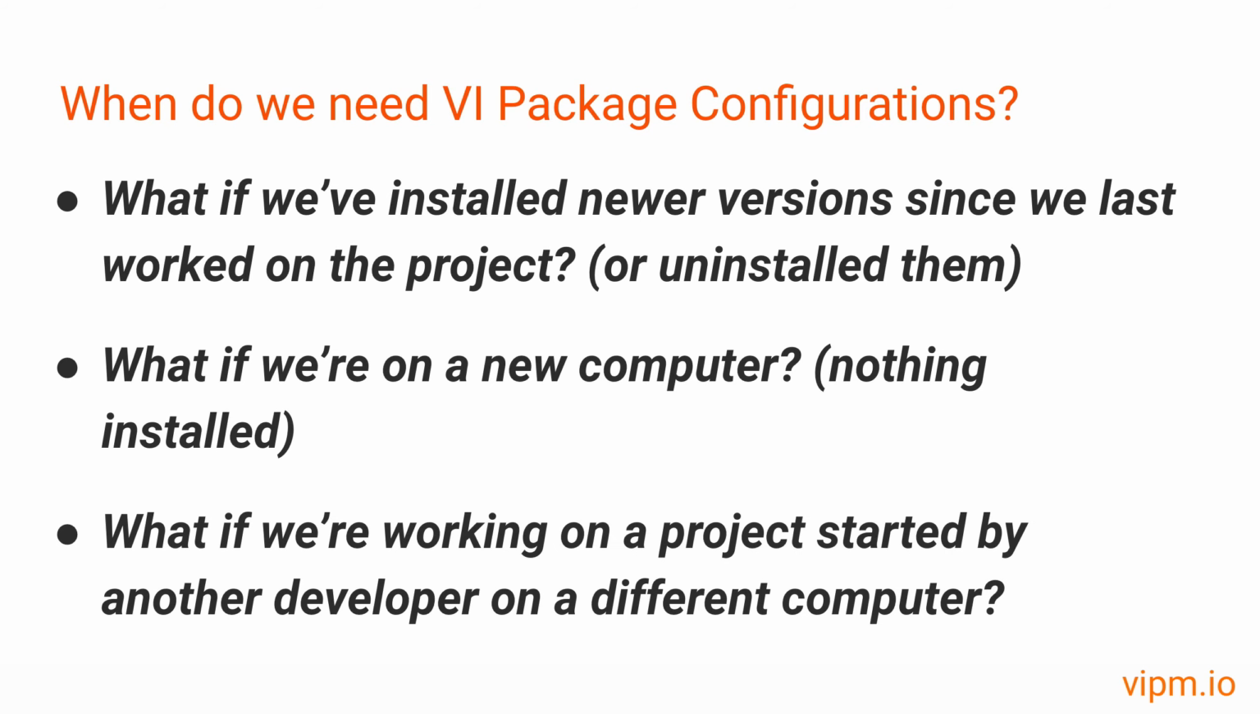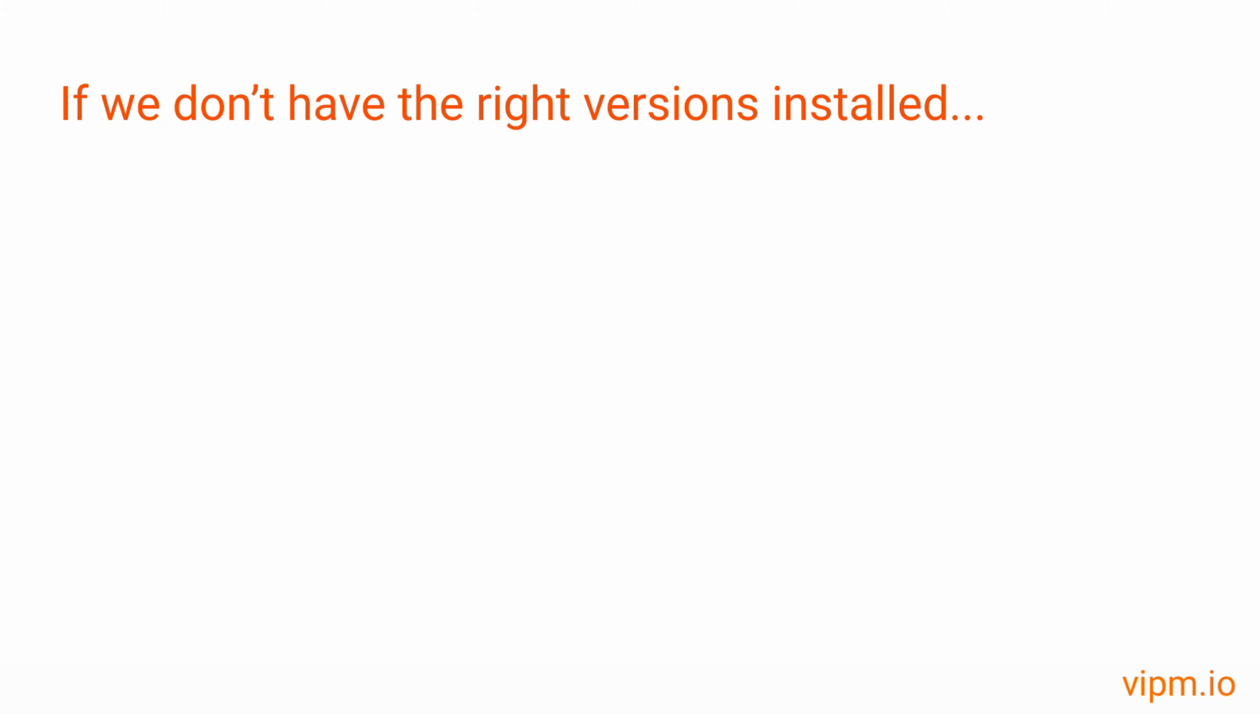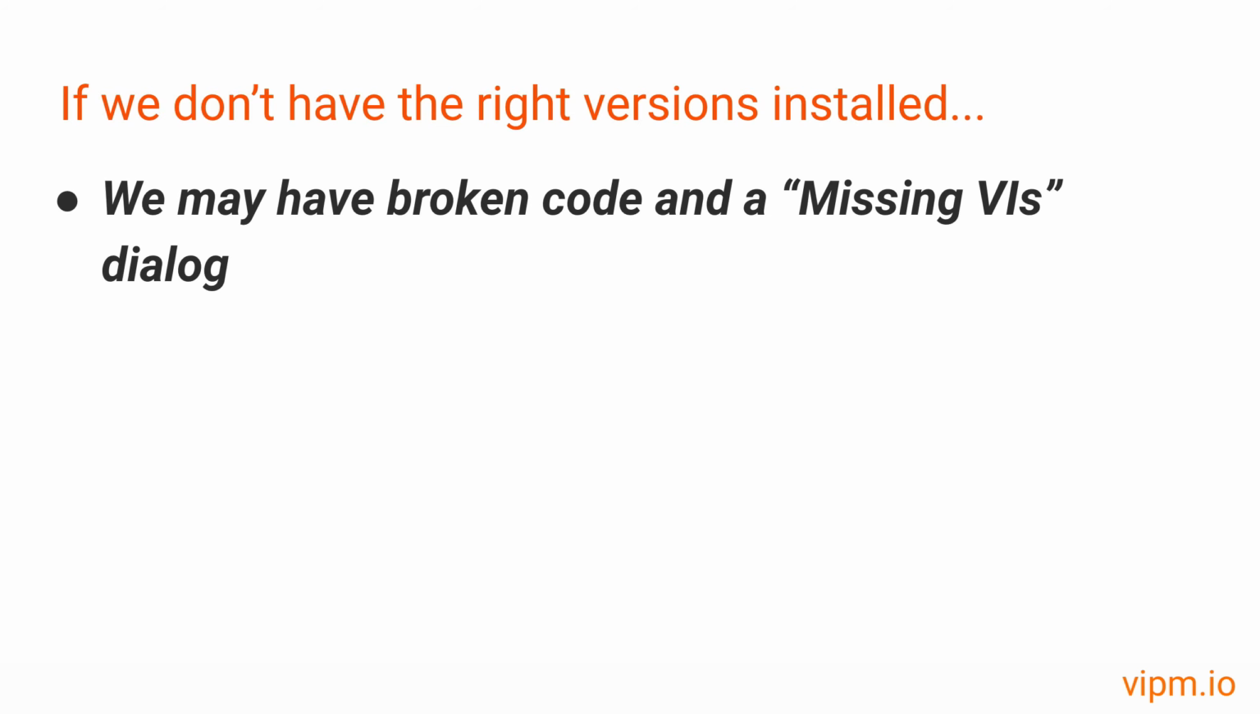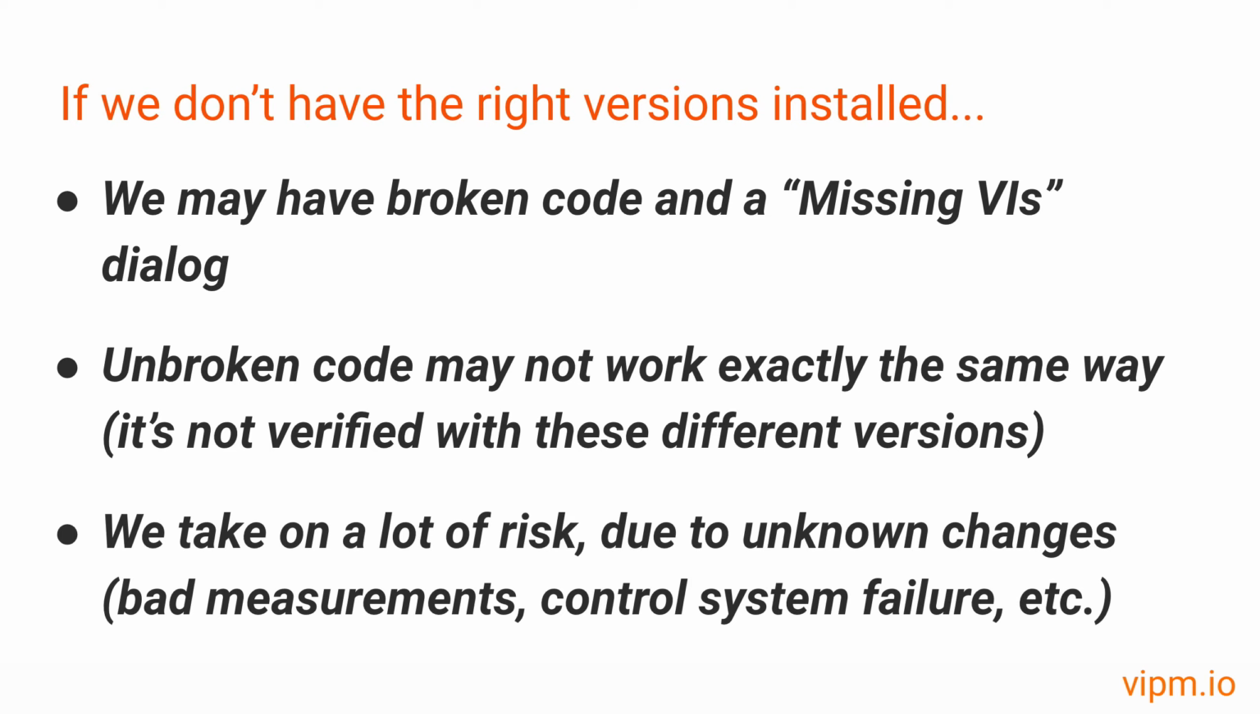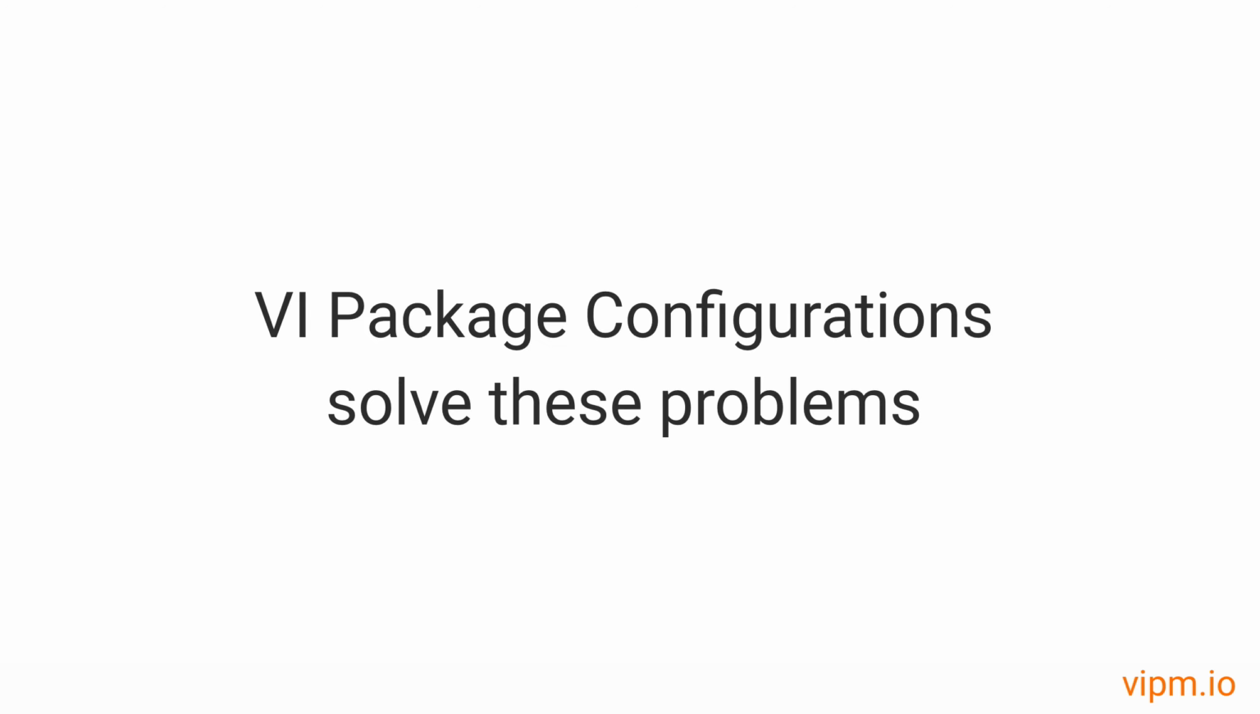Or what if we're working on a project started by another developer on a different computer? In that case, we want to make sure we have all the correct packages that were installed by that other developer for the project. And just as a reminder, if we don't have the right versions installed, we may have broken code and the missing VIs dialog. Unbroken code may not work exactly the same way. It's not been verified with these different versions of installed packages. We take on a lot of risk due to unknown changes. We could have bad measurements, control system failures, or worse. VI package configurations really solve these problems.